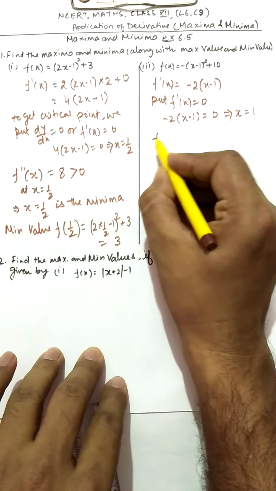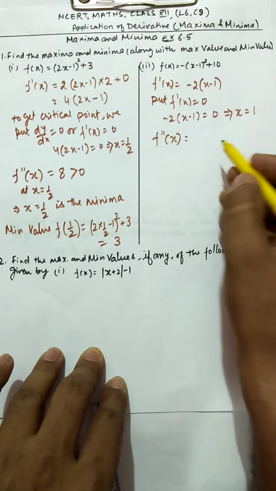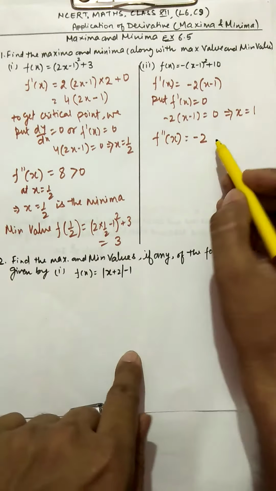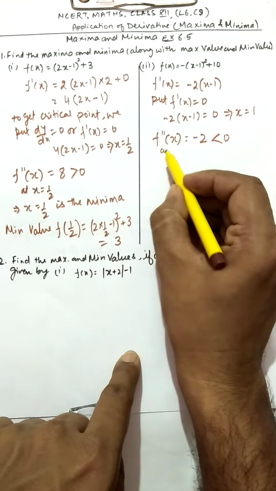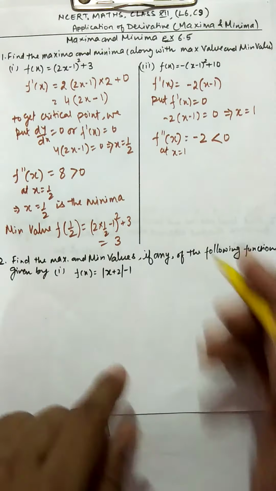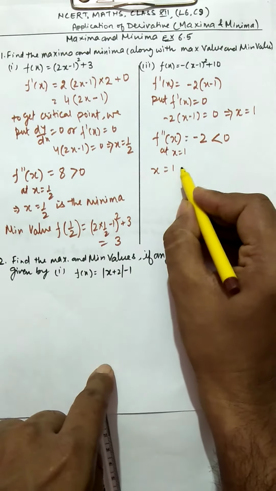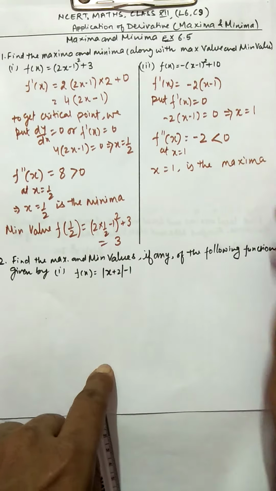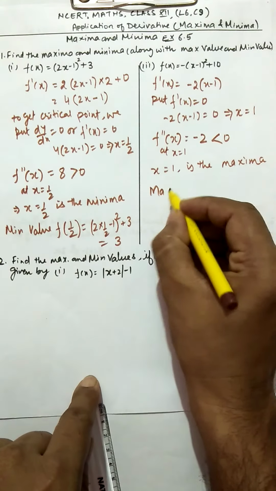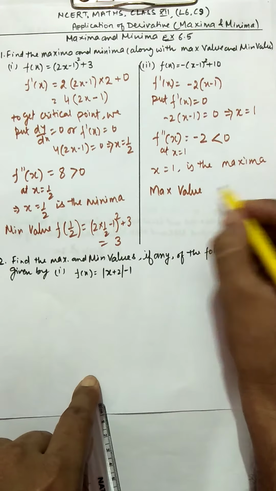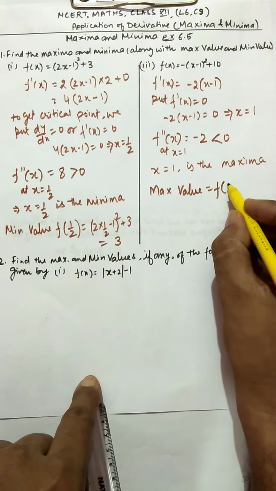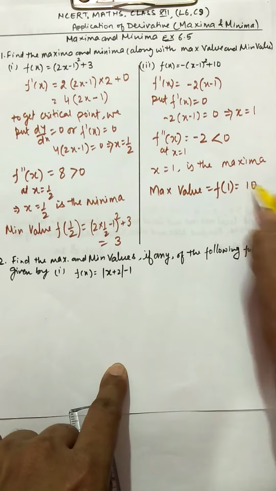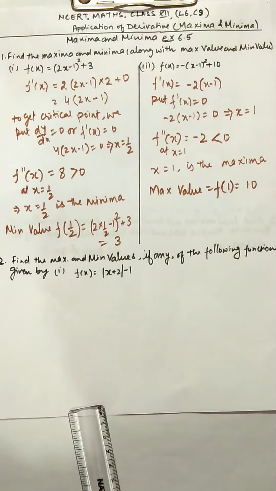We'll check now. Find the double derivative f''(x). This is going to be -2. You can see that -2 is less than 0 at x = 1. So you can say x = 1 is the maxima. The maximum value we can find if we put the value, that is f(1). So this is going to be the maximum value, and that will be 0 plus 10. This is 10. So this is the maximum value.